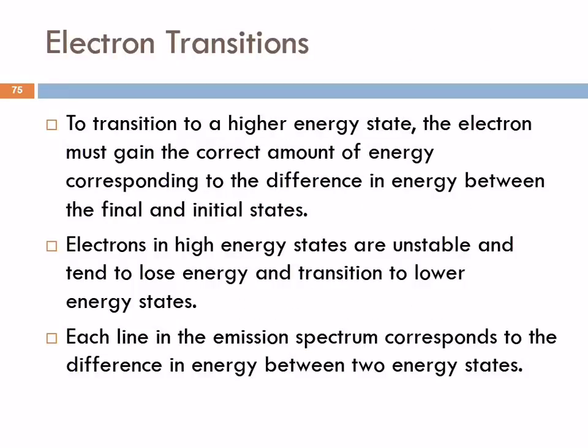So to go to the higher energy state, the electron has to gain the correct amount of energy. It has to be just right. It's like the bus driver who doesn't make change. You have to have the exact fare. It goes up there, it's unstable, it's going to come back down. I think I kind of said all of this already.